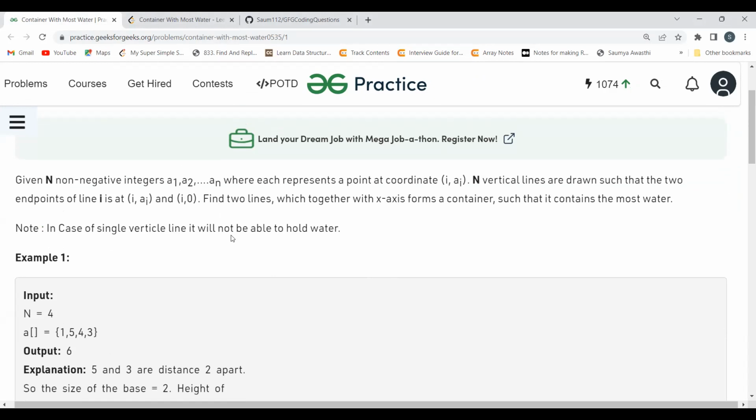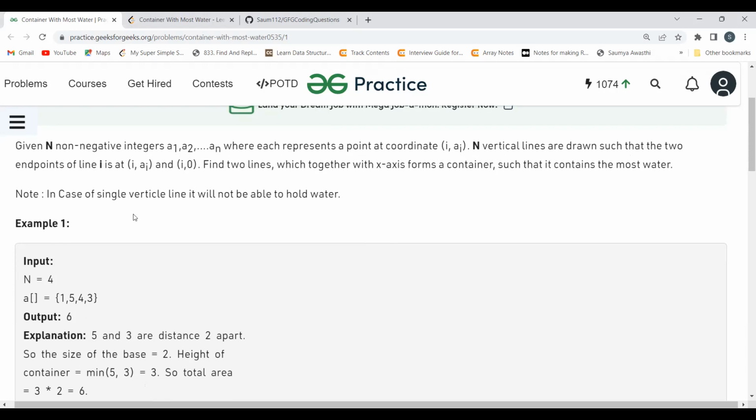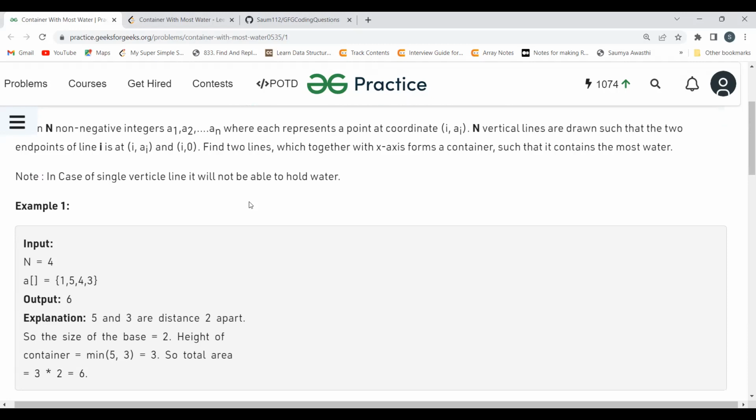So let's get started with the problem statement now. The problem says: given n non-negative integers a1, a2 up till an, where each represents a point at coordinate (i, ai), n vertical lines are drawn such that the two endpoints of line i are at (i, ai) and (i, 0). Find two lines which together with the x-axis form a container such that it contains the most water. Note, a single vertical line will not be able to hold water.